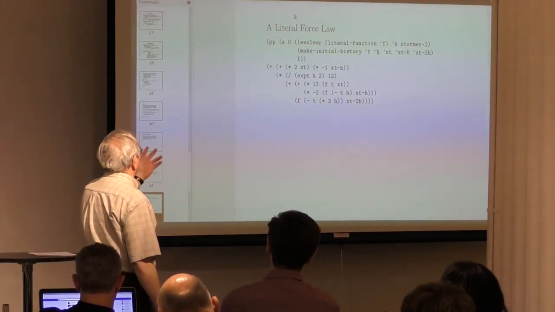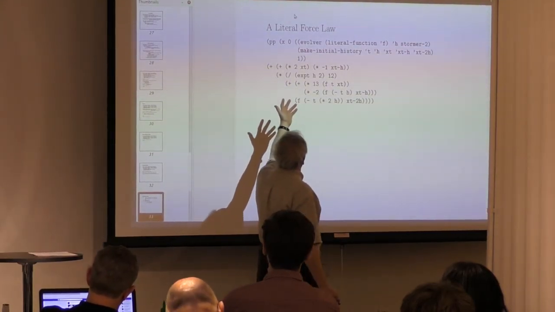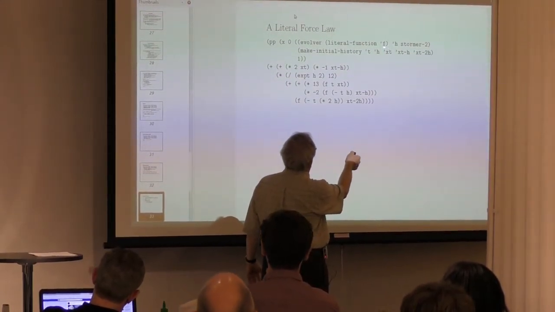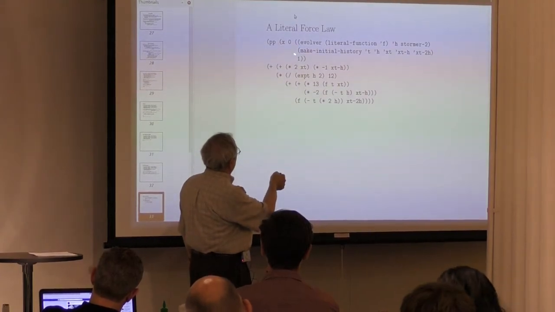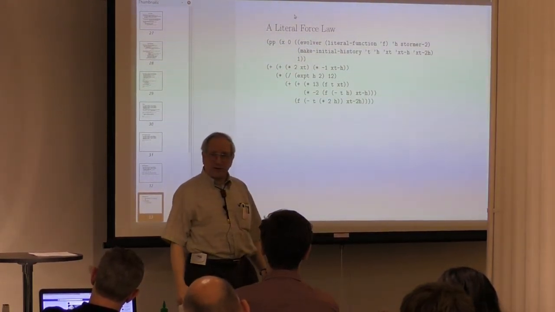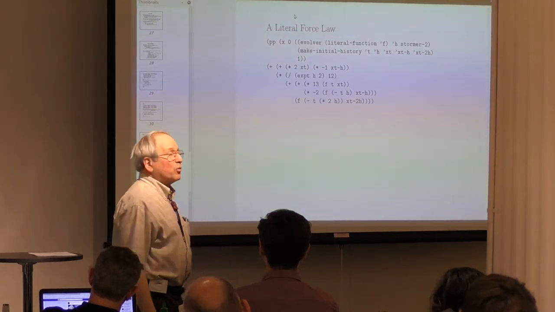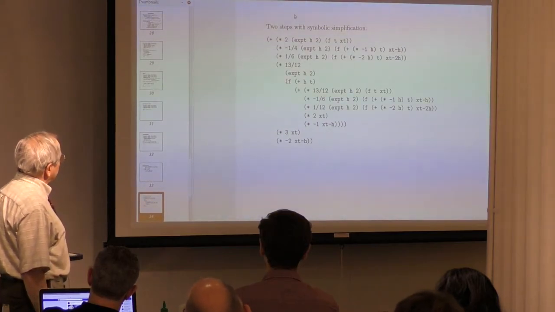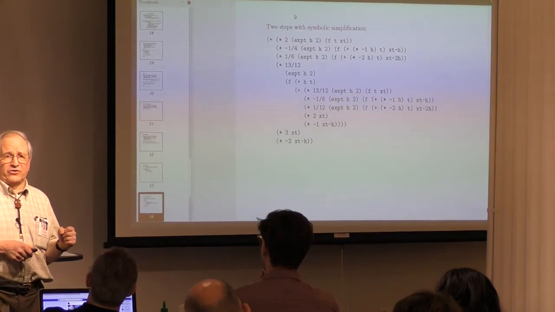Okay. So now, going back to where we started, I'm going to look at the literal force law, here F, some literal function F. I'm going to start with a symbolic initial history. I'm going to look at one step of the evolution. What happens? Well, what if I looked at two steps? It's getting pretty bad, but I'm already beginning to see things that I wanted to fix.